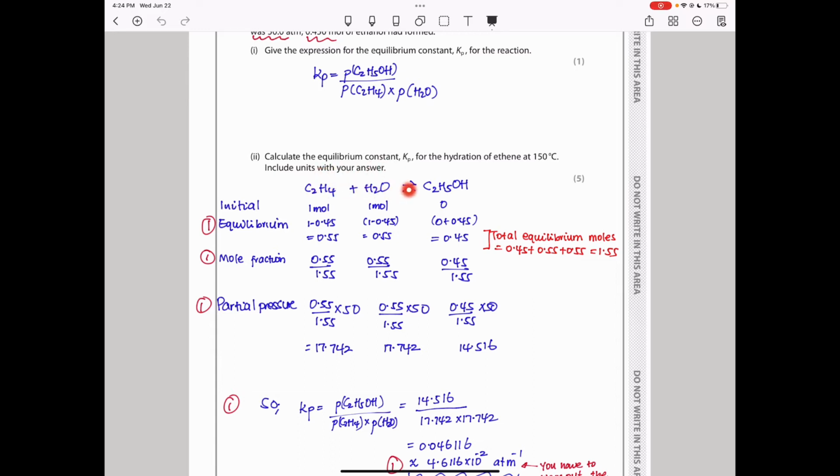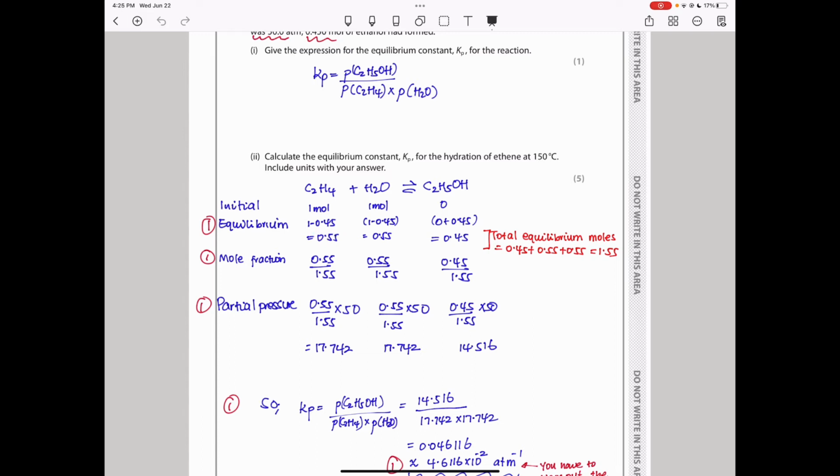So I began by writing the whole equation here, and then below the equation I stated the initial moles. Remember, they said 1 mole of ethene was mixed with 1 mole of water or 1 mole of steam. So it means initially we had 1 mole of ethene, 1 mole of water, and 0 mole of ethanol. However, when equilibrium was reached, we can see the change that occurred: they told us at equilibrium they had 0.45 moles of ethanol. It means since the equation is 1 mole, 1 mole, 1 mole, if 0.45 mole of ethanol is formed, it means the original 1 mole minus 0.45 for each. So at equilibrium, we'll have 1 minus 0.45, giving us 0.55. And for this one, we'll have 1 minus 0.45, giving us 0.55.